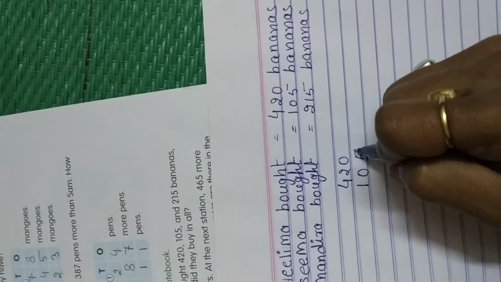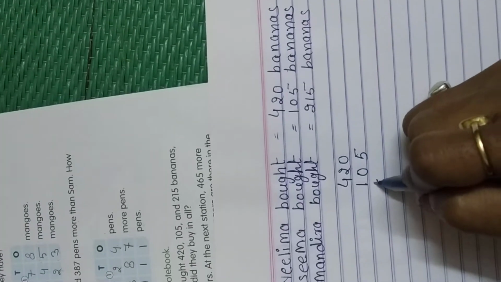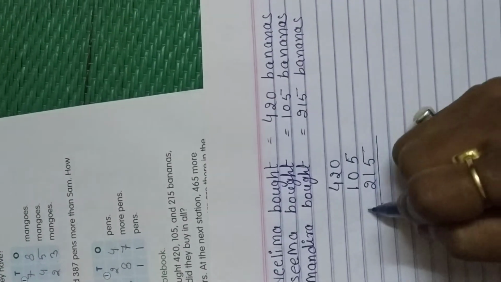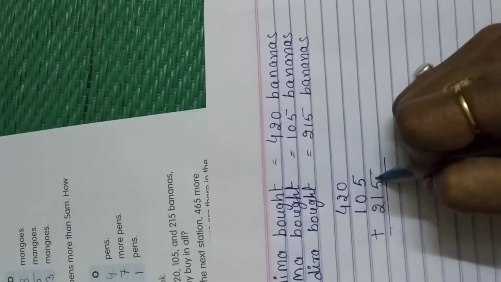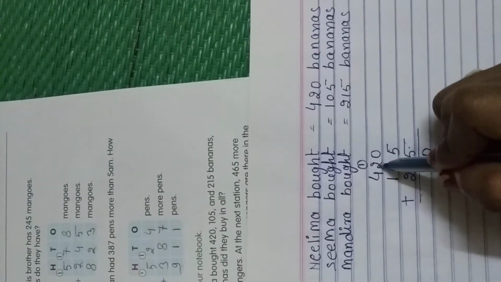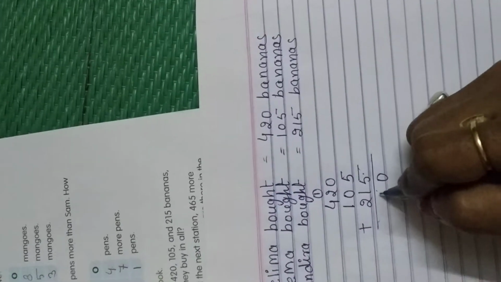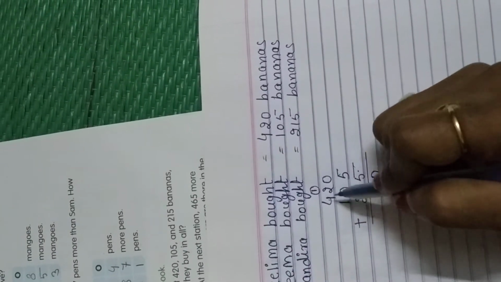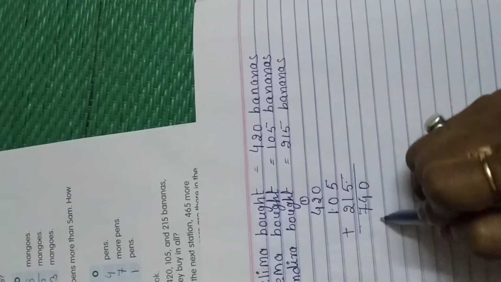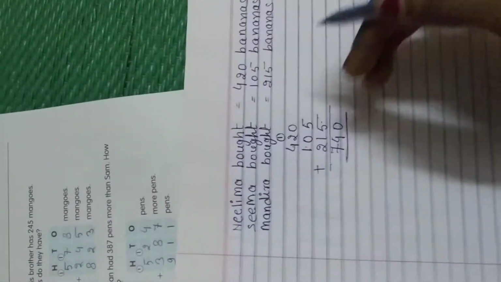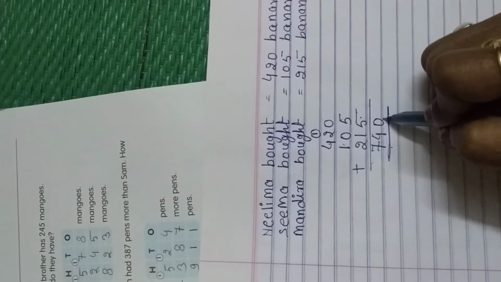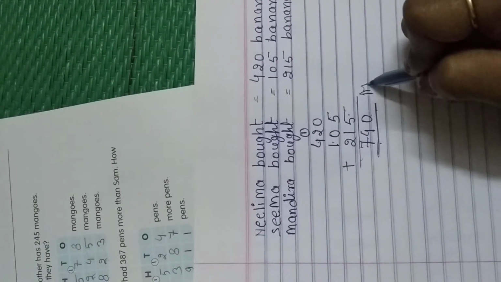420, 105, 215. 5 and 5 we have 10. 1 we have to write here and 1 as carry. 2, 3, 4. 4, 5, 6, 7. So total number of banana is 740. So this is your answer.